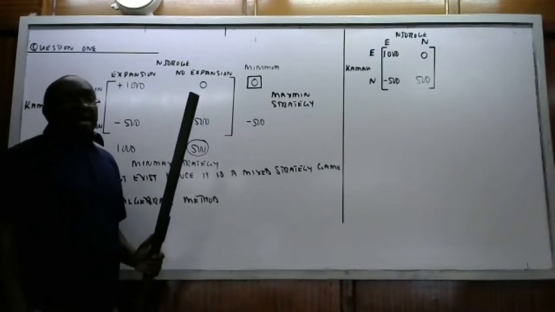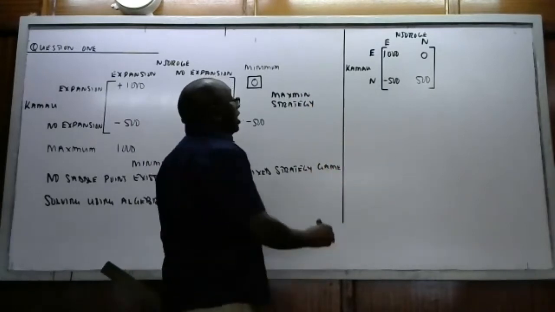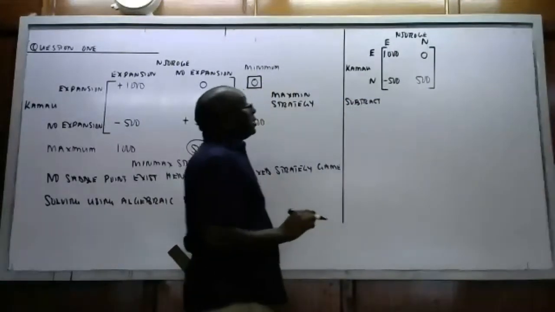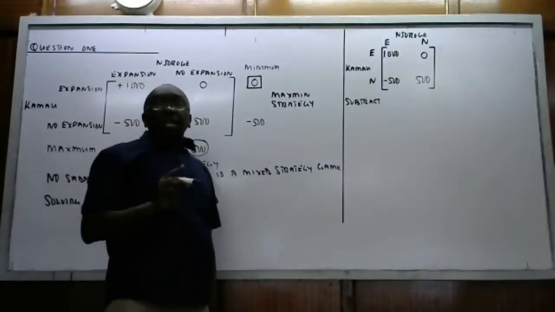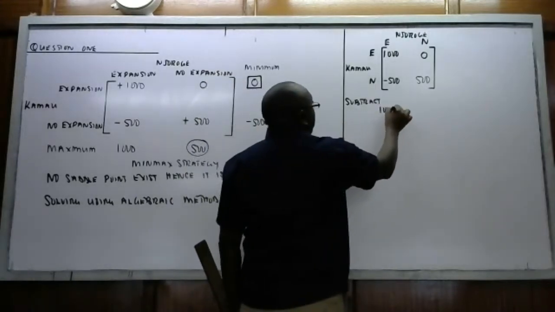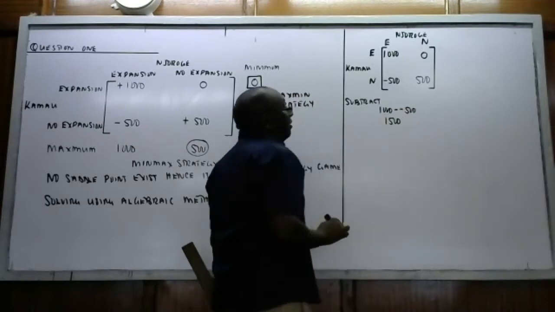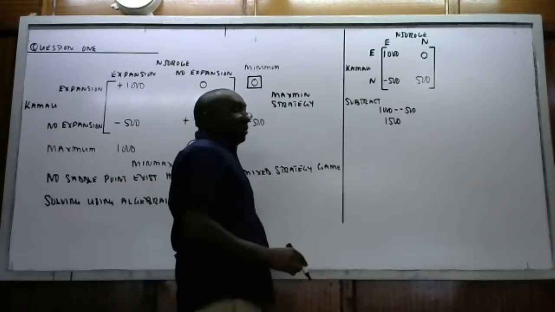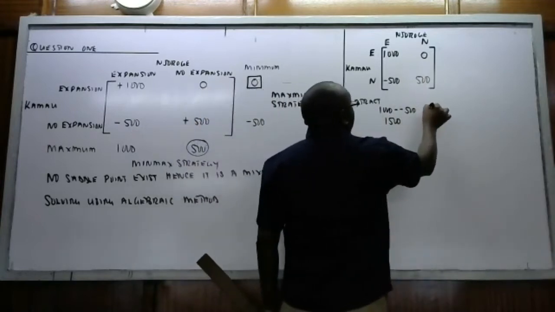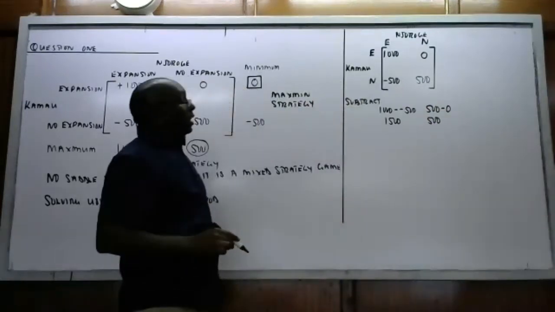I told you there are three steps that we take. The first step, we call it subtract. So in subtracting, you take the higher, you subtract the smaller. So here it will be 1,000 minus 500, and the answer will be 1,500. And then for the second column, it will be 500 minus 0, and the answer will be 500. That is the first step.